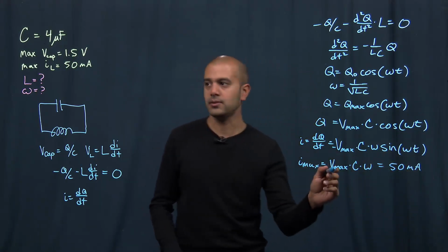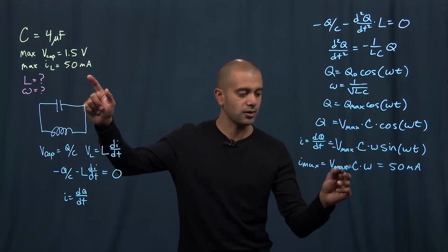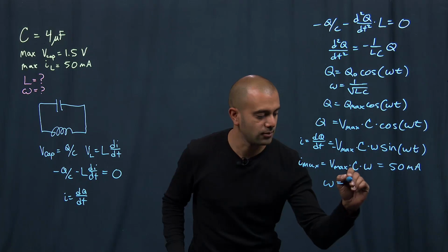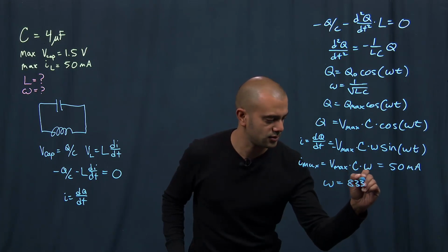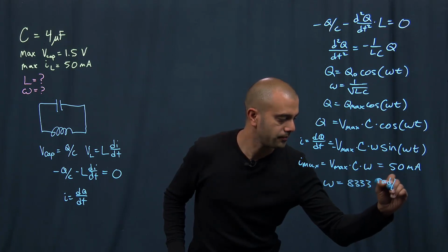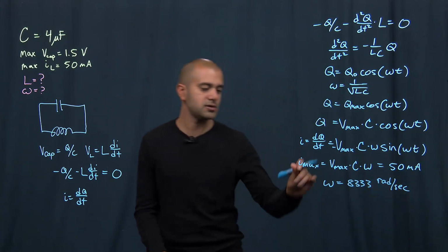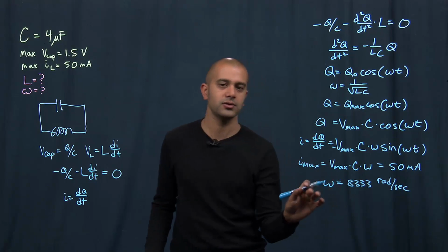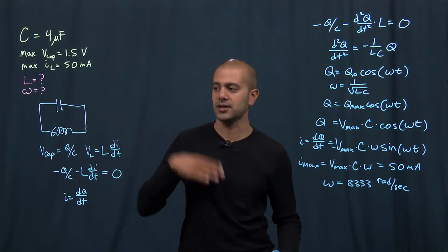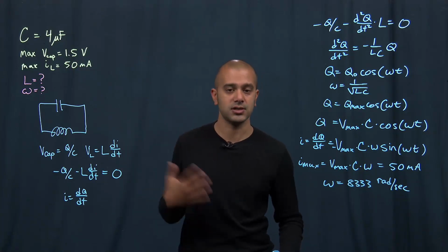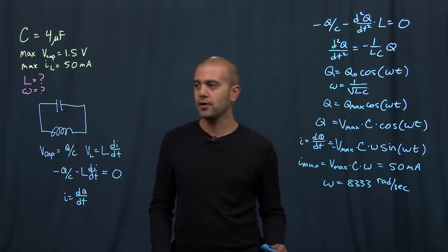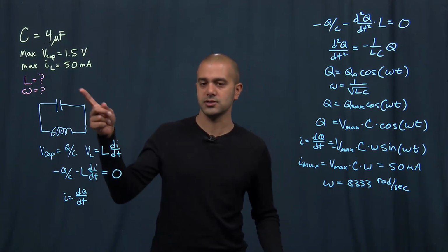All right, and we know that the Vmax is 1.5 volts. We know the capacitance is 4 microfarads. So solving this for omega, you'll find that omega equals about 8,333 radians per second. And this is radians per second because it's an angular frequency. If you want to find the frequency in hertz, in other words, cycles per second, so how many times it switches direction each second, just divide this by 2 pi. Now that we have that, the other part of the problem is asking for what is the inductance value.